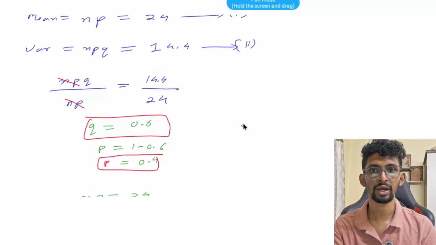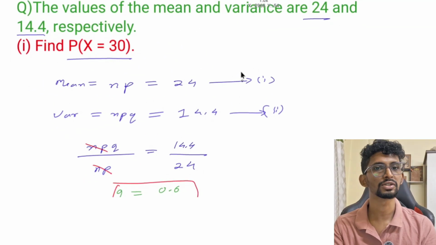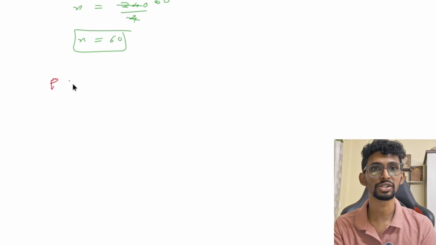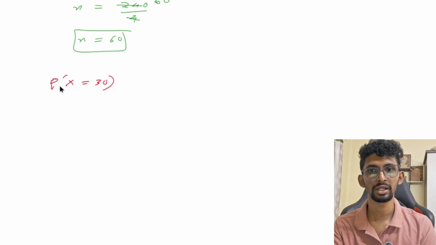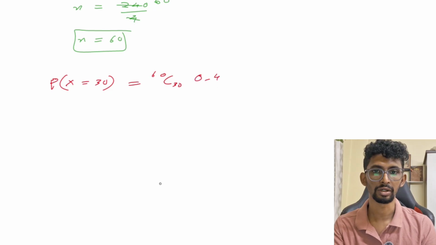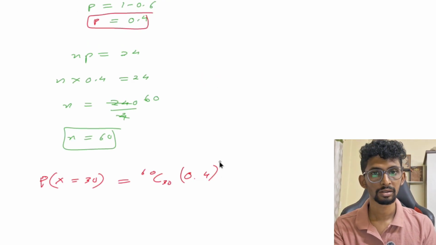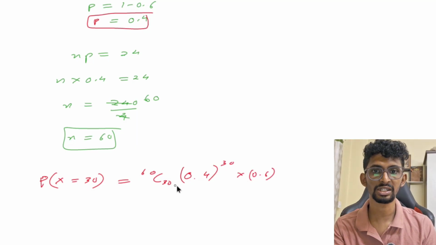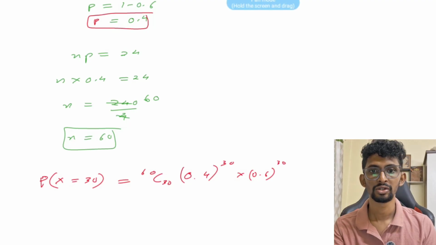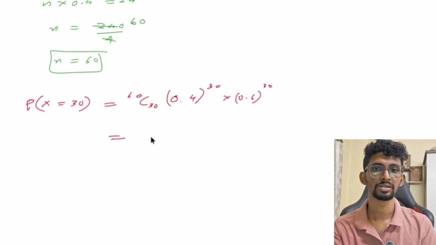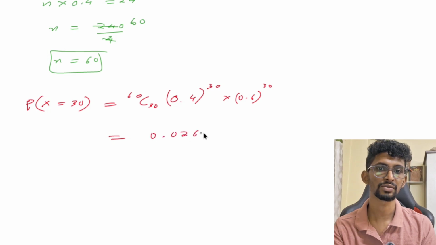Now, what do we have to find? We have to find P of X equals 30. So X equals 30 is 60C30, P, that is 0.4 raised to the power 30, times 0.6 raised to the power 60 minus 30, which is again 30. Here again you can use a calculator. So our answer will be 0.0265.